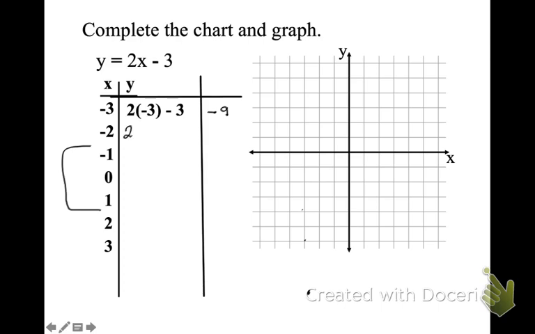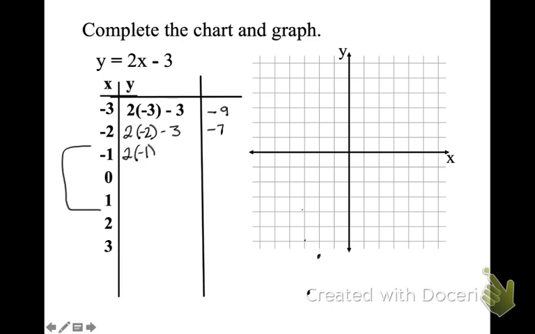So I'm doing 2 times negative 2 minus 3. It's negative 4 minus 3 is negative 7. So now I'm going negative 2 down. Here's 6. Here's, it would probably be here. It's still off the graph.